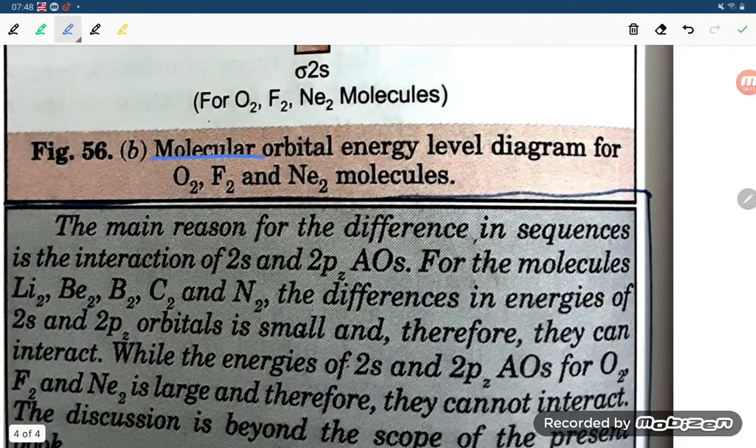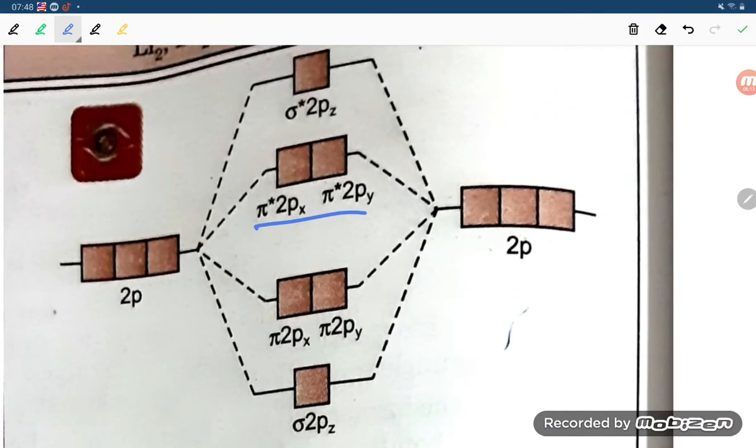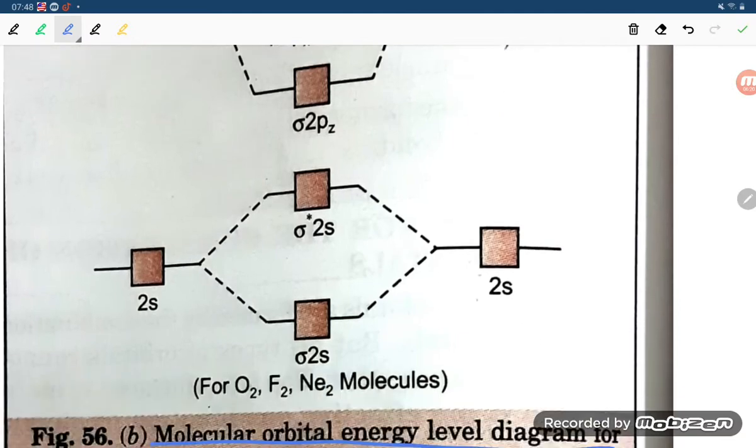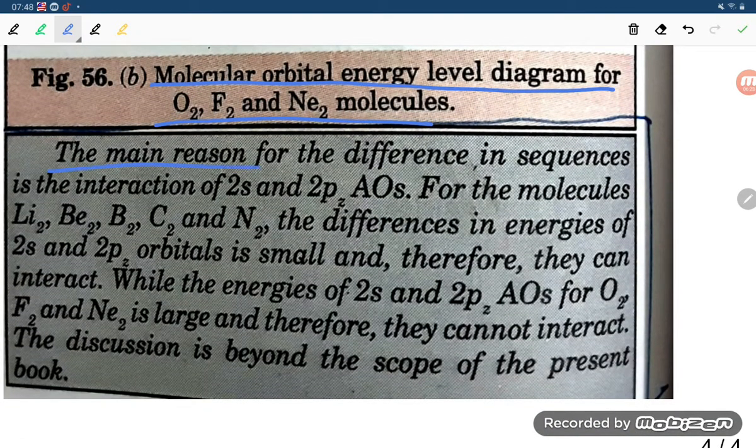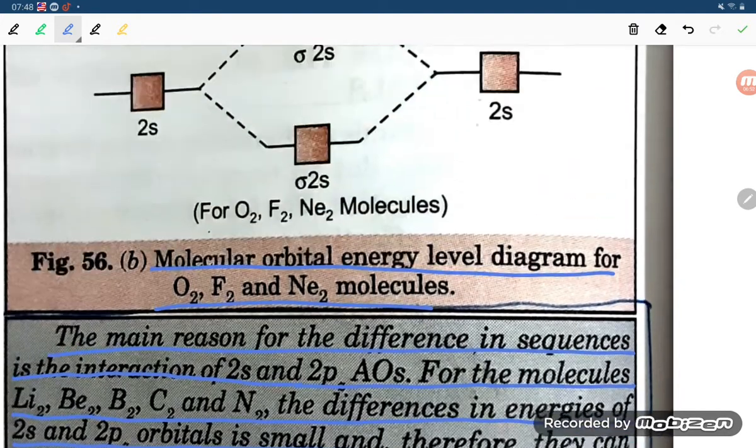If you want to see the molecular orbital energy diagram for O2, F2, Ne2, it is there, students. Here sigma 2pz is lower in energy than pi 2px and pi 2py. The main reason for the difference in sequence is the interaction of 2s and 2pz atomic orbitals. For the molecules Li2, Be2, C2, N2, the difference in energy of 2s and 2pz orbitals is small and therefore they can interact, while for O2, F2, Ne2 the energy difference of 2s and 2pz orbitals is large, therefore they cannot interact. The discussion is beyond the scope of the present book, so this discussion is not there, students.